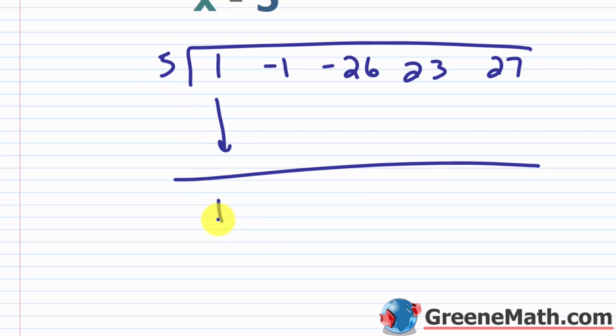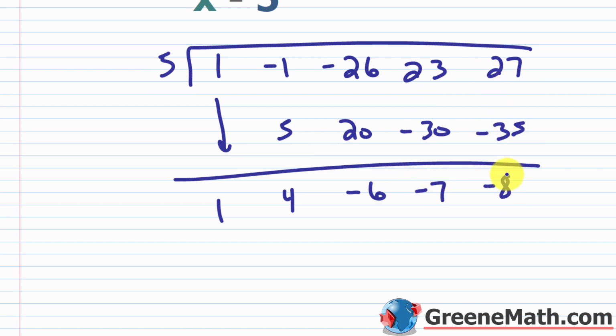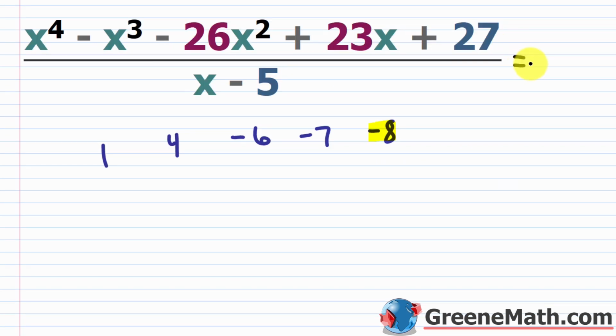So 5 times 1 is 5. -1 plus 5 is 4. 5 times 4 is 20. -26 plus 20 is going to be -6. 5 times -6 is -30. 23 plus -30 is going to be -7. 5 times -7 is -35. And then 27 minus 35 is -8. So again, this right here is your remainder. Let me put equals here.